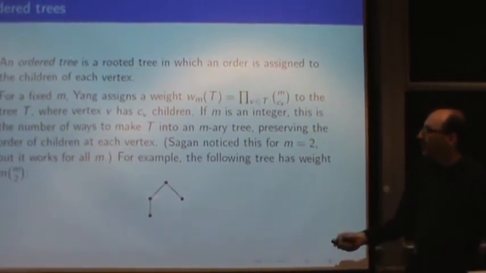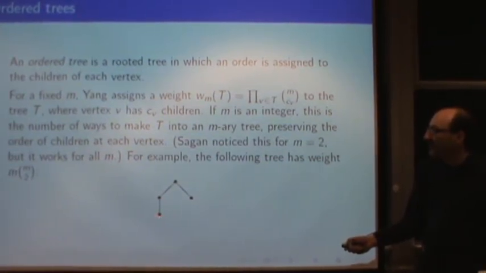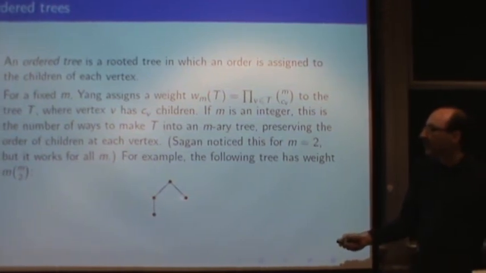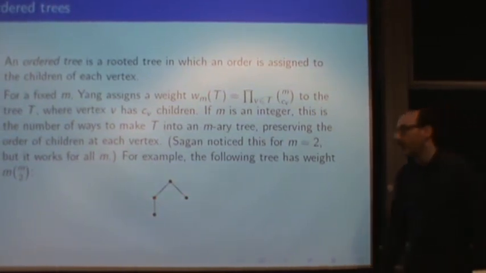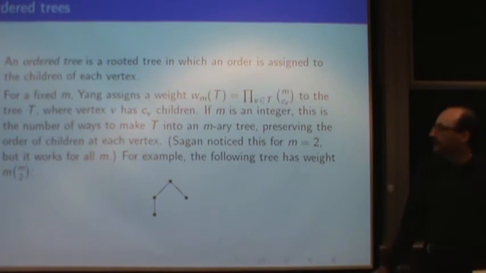So here's an example of a tree with 4 vertices, which has weight m times m choose 2. There are m ways to decide which one of the m slots this child goes to, and m choose 2 ways to decide which 2 slots these go to, keeping the order. So for example, there are 2 times 2 choose 2 ways to make this tree into a binary tree.